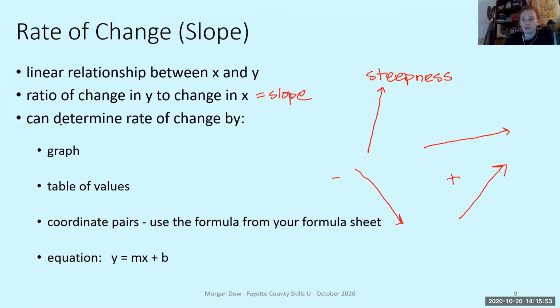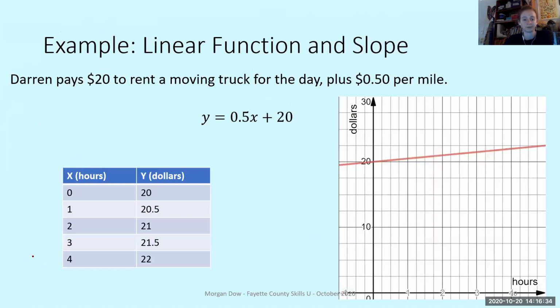There are many different ways that you can determine or calculate the slope, depending on the way the function is presented to you. You can figure out the slope by looking at a graph. You can figure it out by looking at a table, which we've already started doing. You can figure it out by looking at a pair of coordinates, so 2 points. For that, you would use the slope formula from your formula sheet. Or you can do it by just looking at an equation of a line. So what we're going to do now is look at an example of each of these things and how we would figure out the slope.